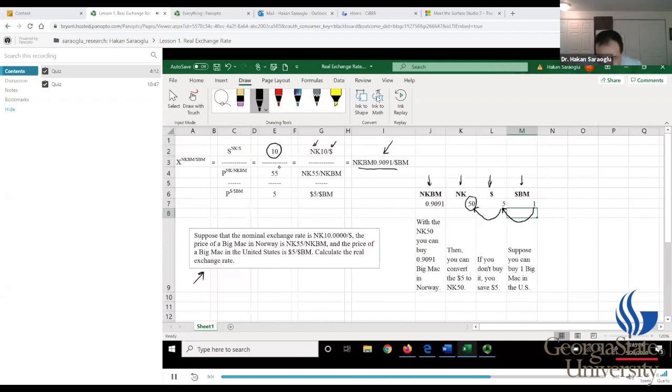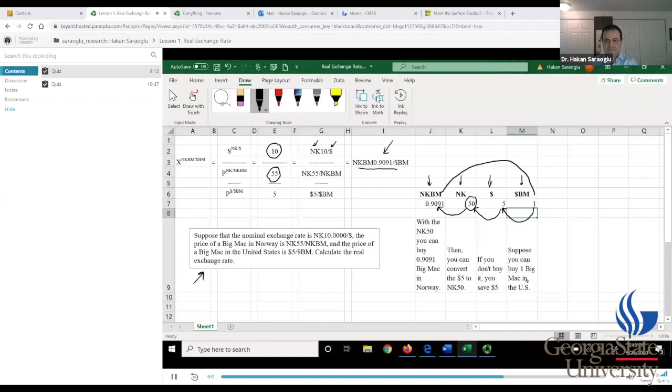But what do we see? A Big Mac is 55 krone. So with 50 krone, we can only buy 0.9 Big Macs. So what happened here is that we started with 1 US Big Mac. That buys us 0.9 Norwegian Big Mac. That's the real exchange rate concept. And with that, here's the story that I had the model write for us.